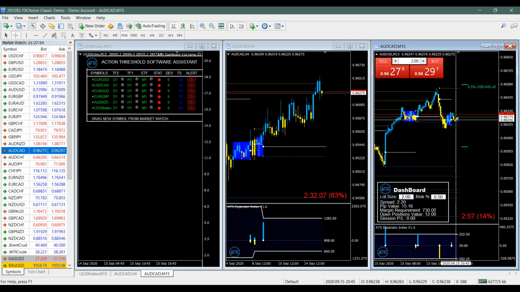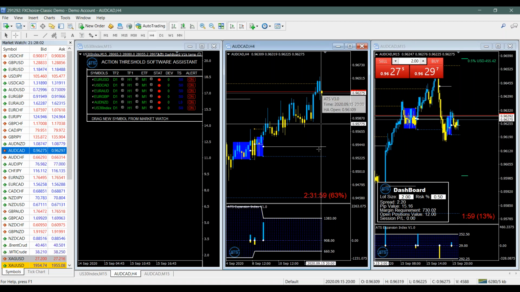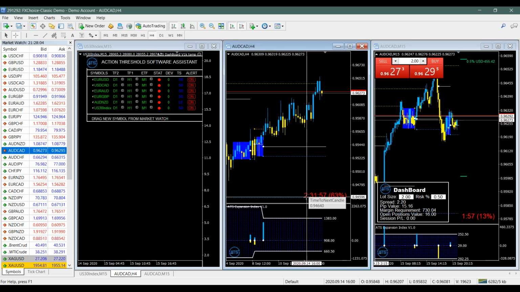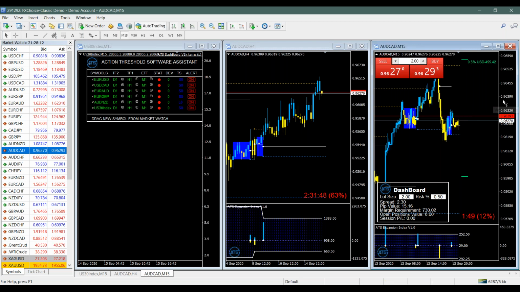Right now, you do have a rejection happening on the 15 right here. So if you do want to buy this and you feel like that this is going to get dragged blue again, you still got, at least on my dealing platform with FX Choice, 2 hours and 31 minutes for that to pull long. Granted, we are getting out of volume here, but another thing to take into consideration.